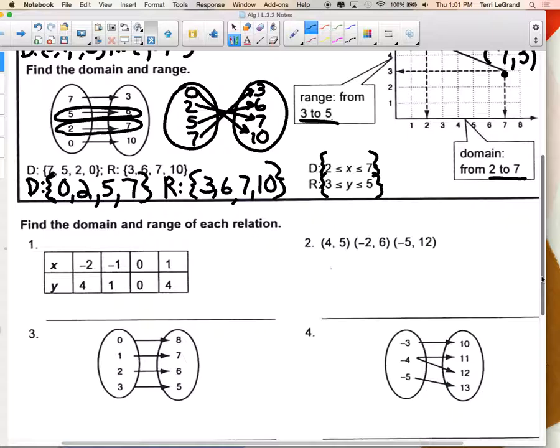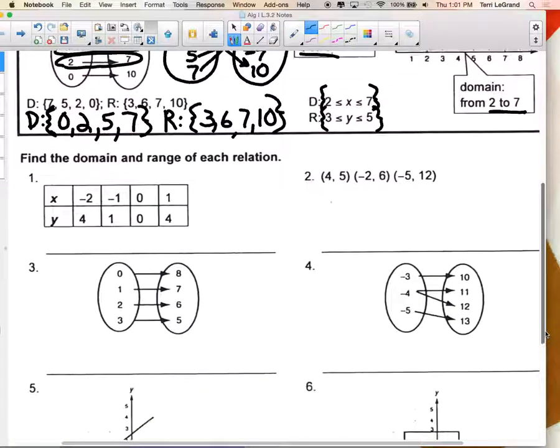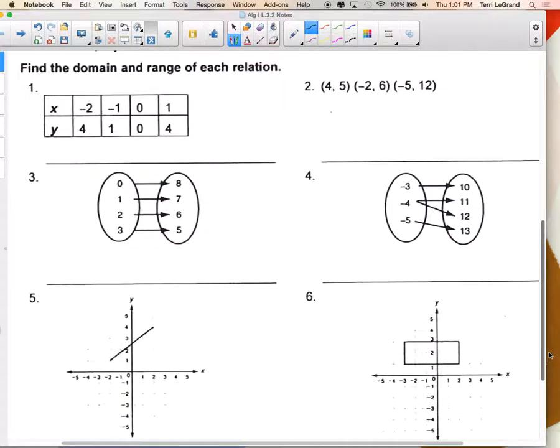Okay, so we'll be doing some practice of this. Let's go down here and start practicing. Find the domain and the range of each relation. So here's our first one. It's in table form. How many ordered pairs are there in this relation? 4. Okay. Let's get its domain.